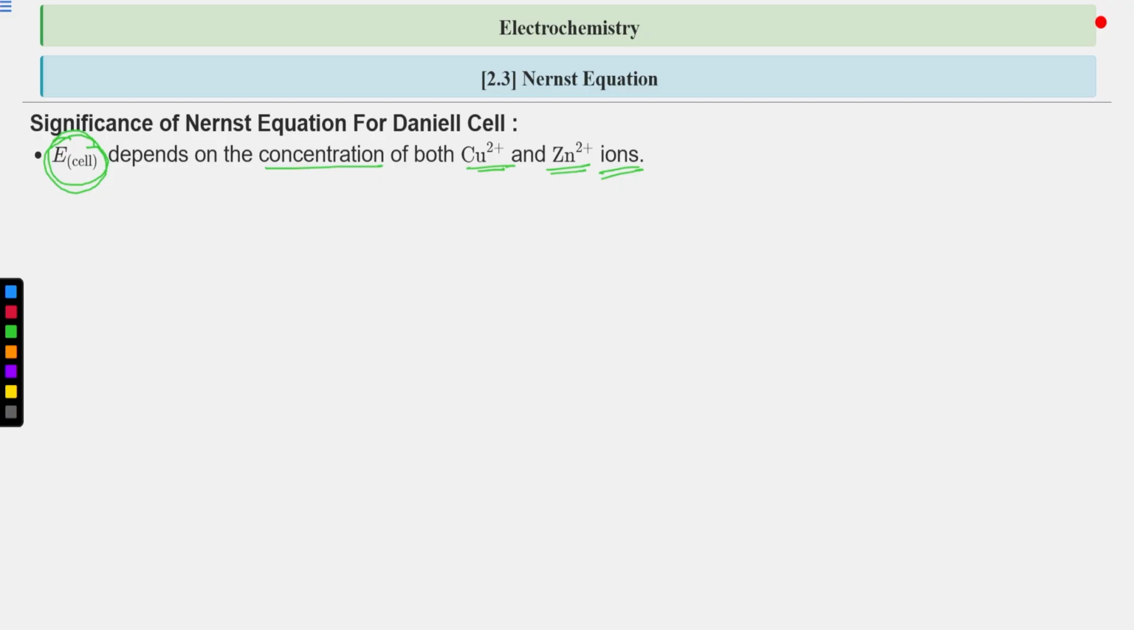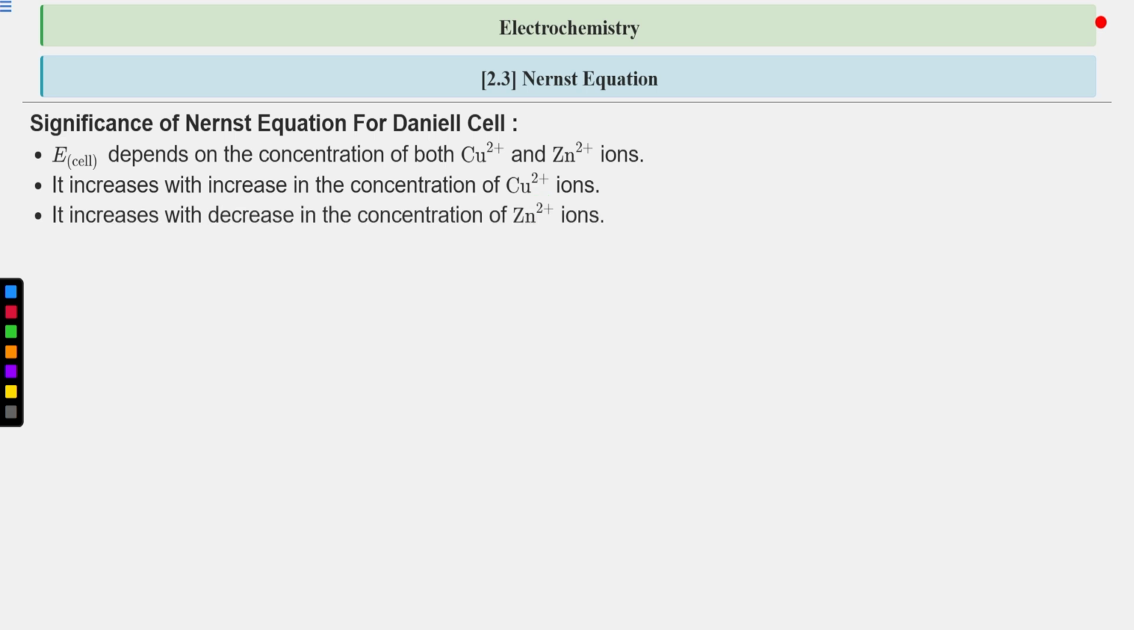If you have seen the Nernst equation, we are taking the zinc 2 plus and copper 2 plus ion concentrations in the logarithmic term, right? So the cell potential depends upon the concentration of the ions. It increases with increase in the concentration of copper 2 plus ions. It increases with the decrease in the concentration of zinc 2 plus ion.